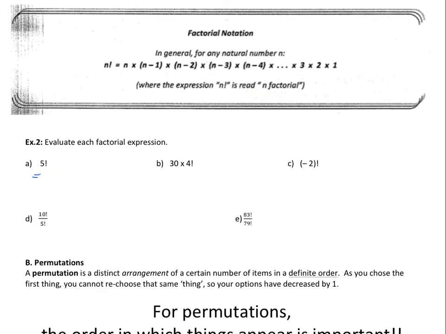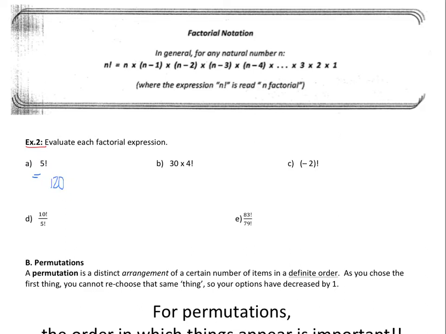So now let's take a look at example number 2, where we're going to evaluate each factorial expression. 5 factorial. I can either type into my calculator 5 times 4 times 3 times 2 times 1, or I can type in 5 factorial and I should get 120.